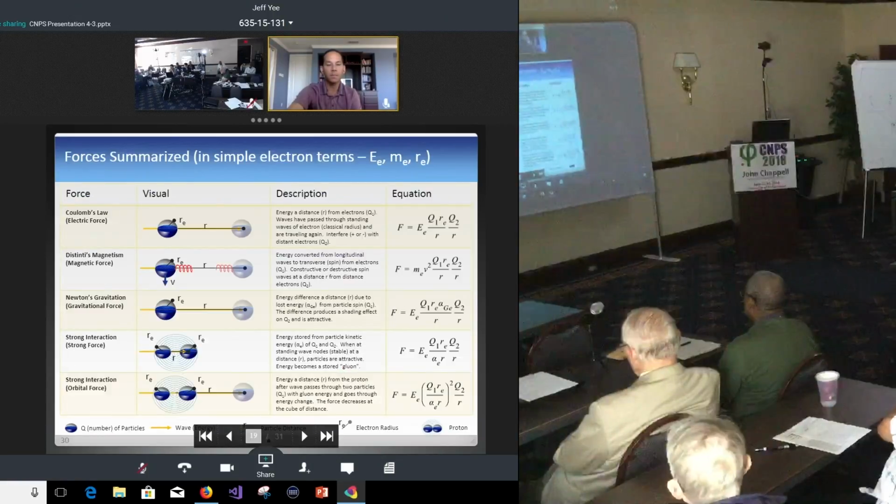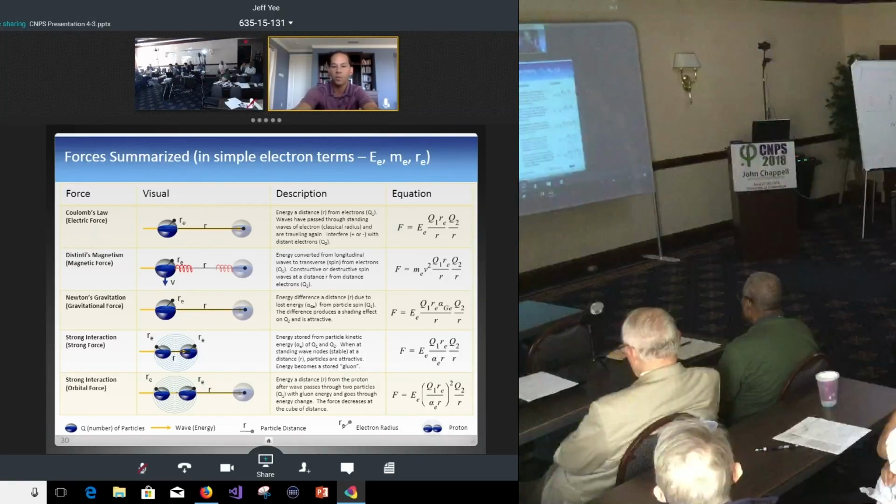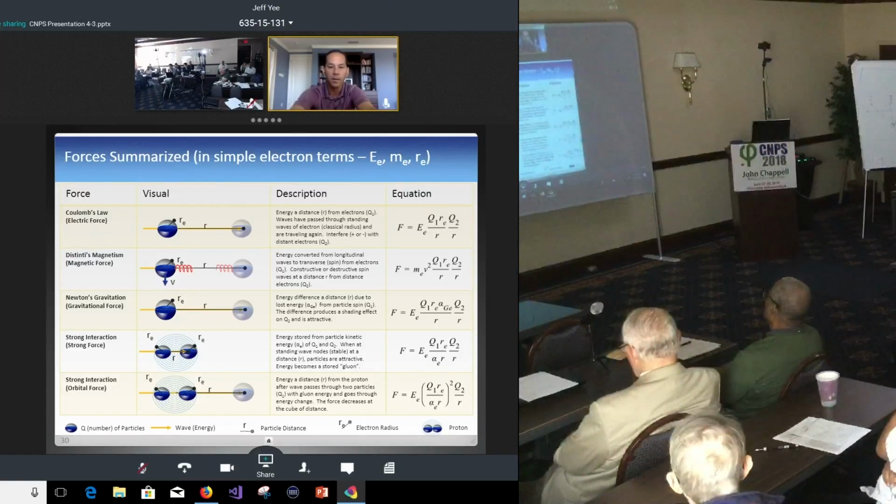So given this, here's what we did. Summarized the first 3 that you see there were shown earlier as a relationship: Coulomb's law, Distinct's magnetism, Newton's gravitation. Took that and just summarized it in terms that are very familiar to everyone, which is electron's energy, the mass of the electron, or the classical radius, Re. And you notice that there's a pattern here, right? Coulomb's law is that first one, but you notice that you go from Coulomb's law to Distinct's magnetism. The only difference there is, instead of representing E as an mc squared, it's represented as mv squared. By the time you get to gravitation, the only difference between that and Coulomb's law is that coupling constant.